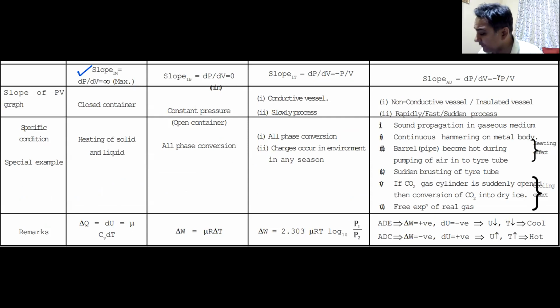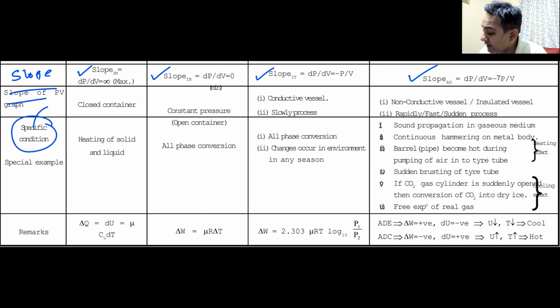Let's move ahead in life. Slope of PV graph for a constant volume process is infinite. Constant pressure process slope is 0. For isothermal, minus P by V. For adiabatic, minus gamma times P by V. This is the slope. The heading is wrong. This is the slope heading.